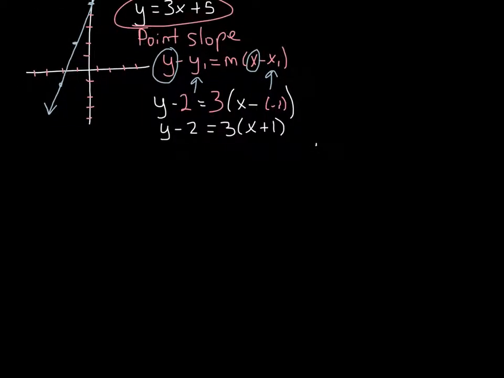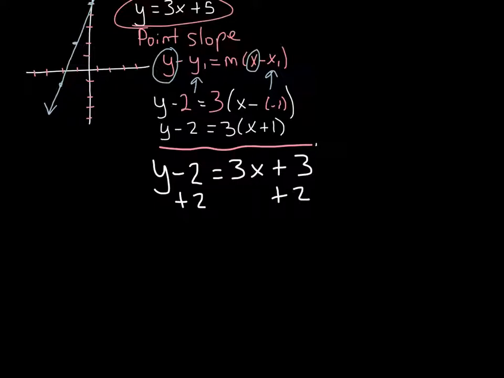So we have this thing right here, y minus 2 equals 3 times (x plus 1). So the next step might be to distribute that 3. So 3 times x plus 3 times 1 is 3. Now you might be guessing what to do next already. Add 2 to both sides. Or not guessing, but knowing. So y equals 3x plus 5.